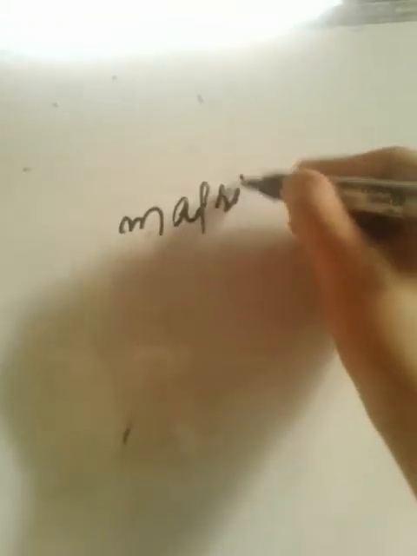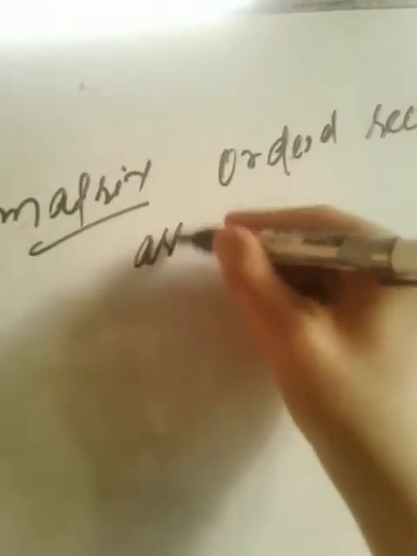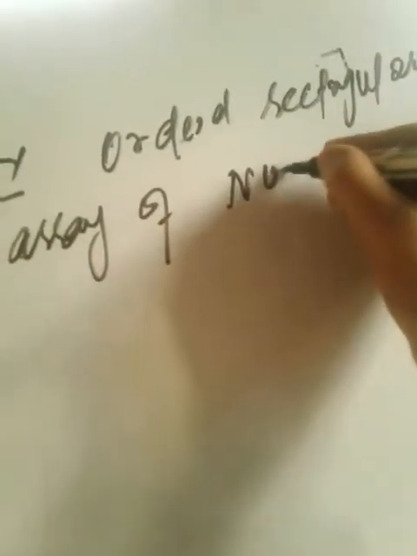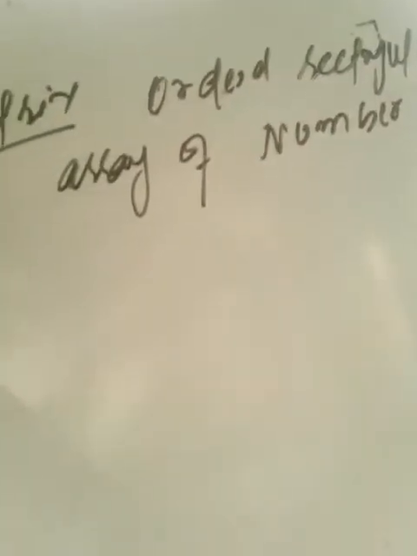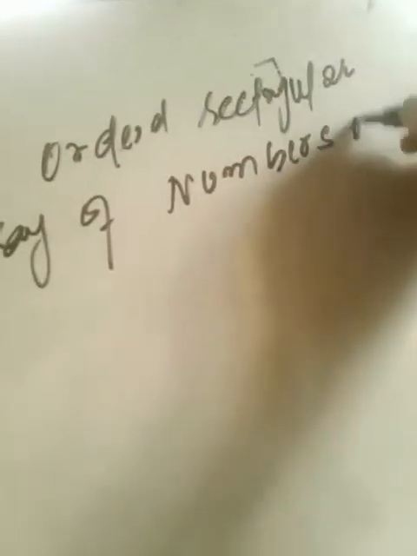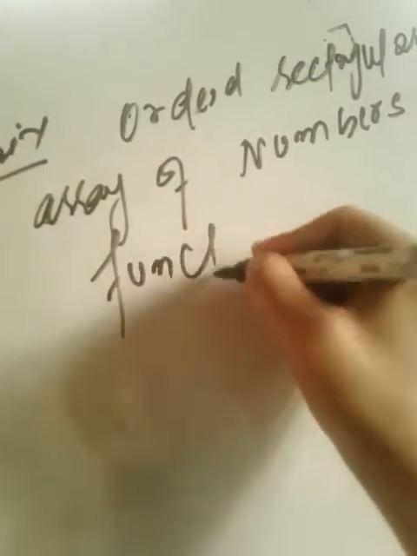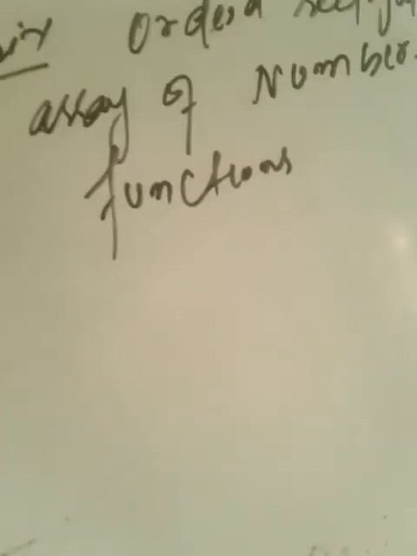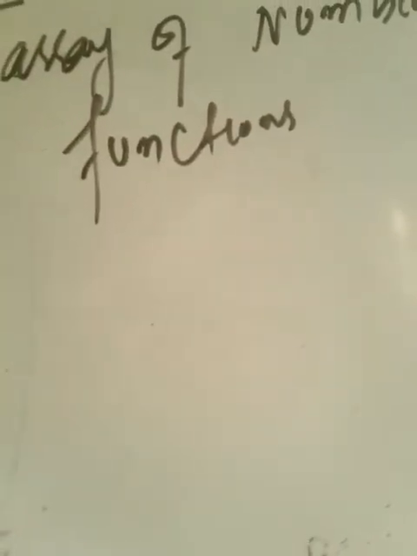What is a matrix? A matrix is a rectangular, or ordered, rectangular array or arrangement of numbers or functions. Here just remember numbers; you are not required to go through the functions. A rectangular array of numbers or functions.